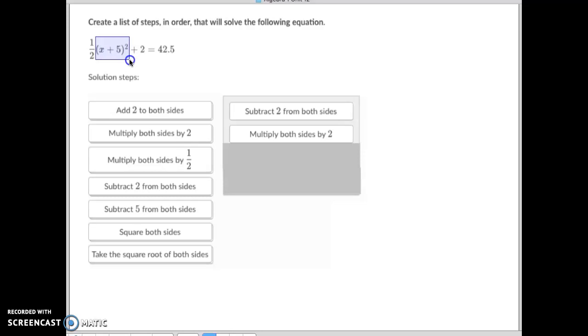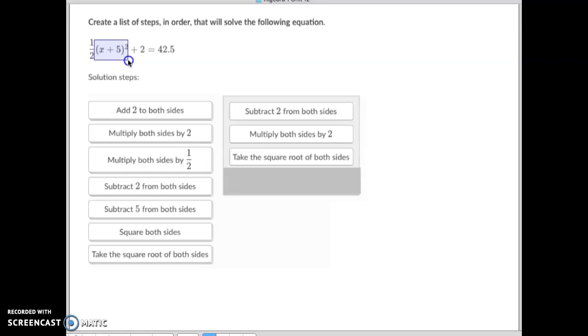What's our next step? How do we get rid of that squared sign? Hopefully you're saying we got to take the square root of it. So I'm going to take the square root, and drag it right up here. We take the square root of both sides, and we get x plus 5 equals plus or minus 9.